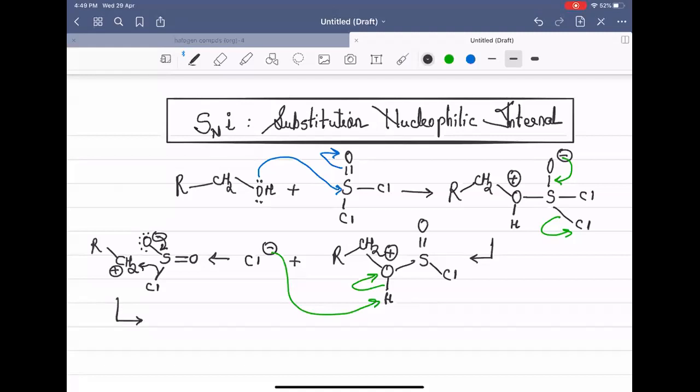which means you have R CH2Cl, and SO2. Because Cl comes from the same side, the configuration remains as it is, and that is why it is called SNi. All of this would take place in a single step. So it is SNi, and your chlorine comes in from the same side. That is why configuration will not change.